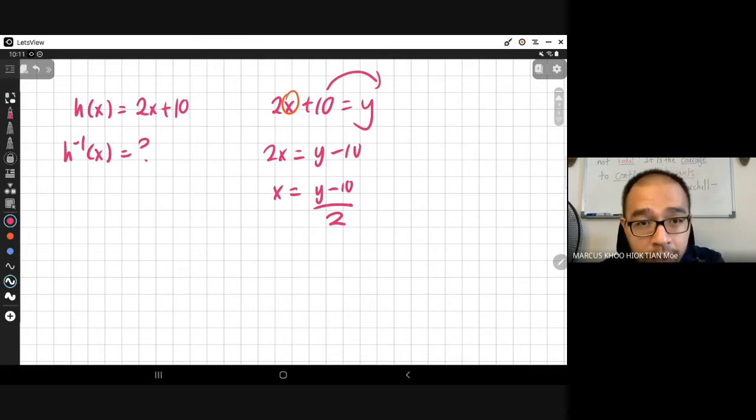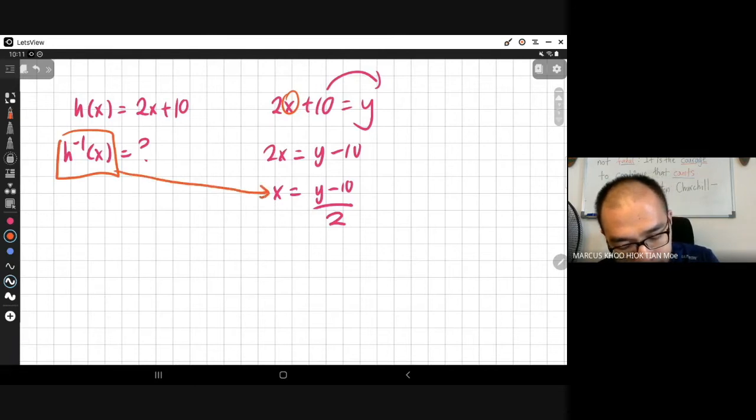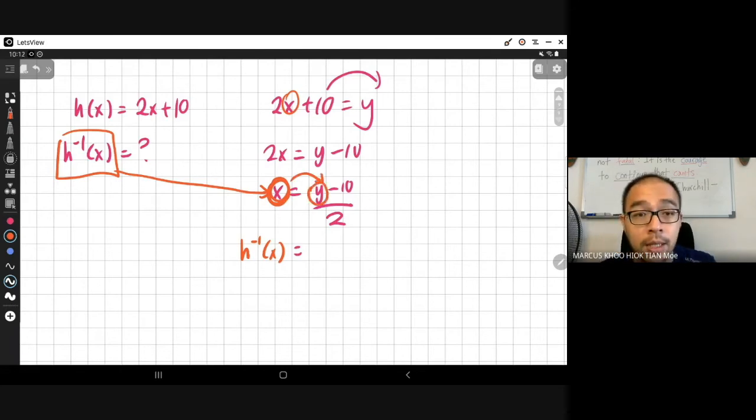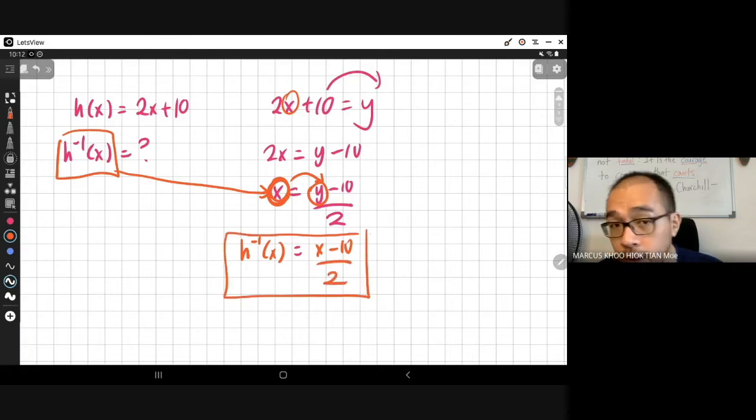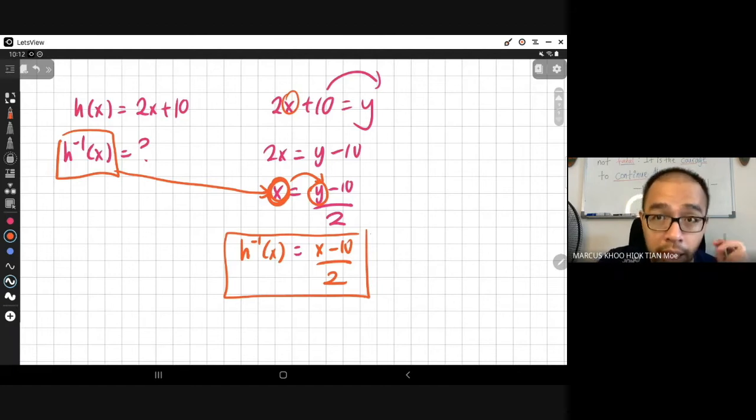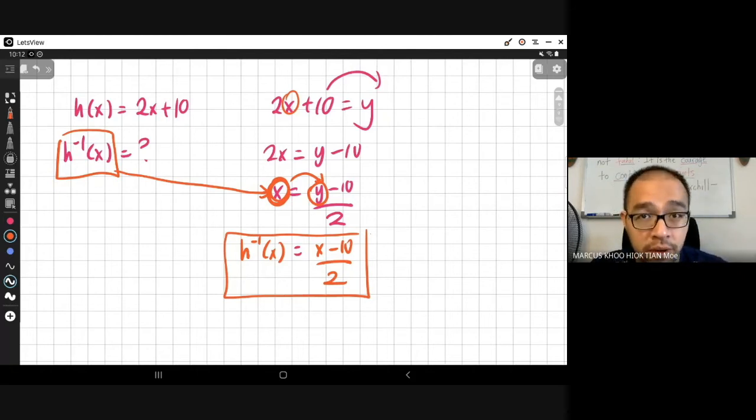Okay, and then what happens after that is, we replace this with this. So this will become h minus 1 of x, and equals to, and then this x, you replace this one. So it becomes x minus 10 over 2. Okay, so this is how we find an inverse function. And almost any function, actually a lot of functions, you can find the inverse function. But especially at N-level for 4 level, they usually don't give such a very difficult equation for you to find the inverse function. But the basic step is this.